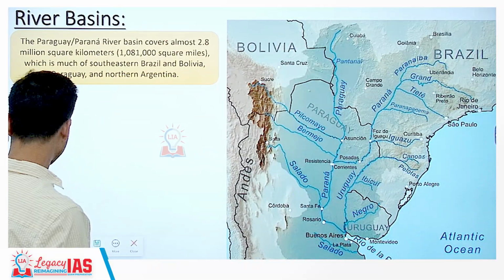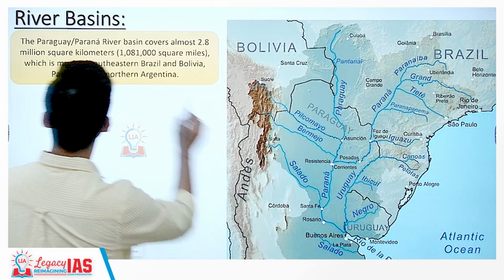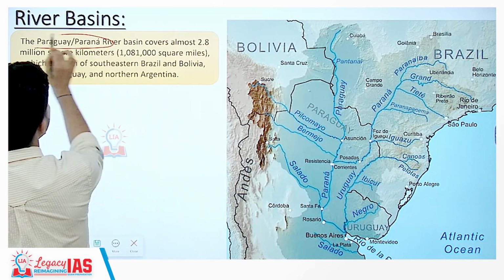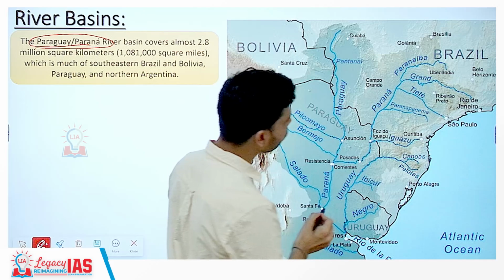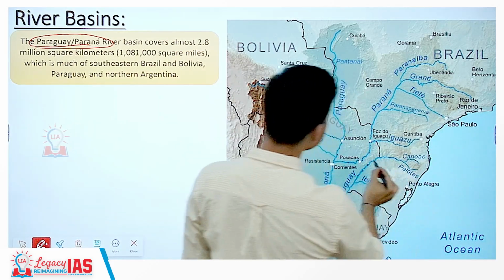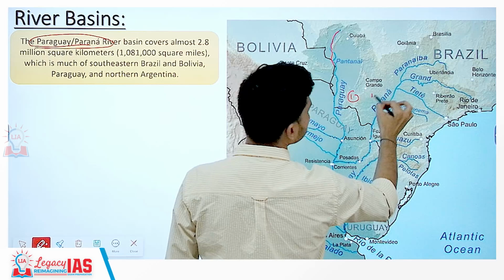Further, the third most important river of eastern South America is collectively referred to as the Paraguay or Parana river basin. If you look at the course of this river, this is the Parana river, and from the north this is the Paraguay river. This is the first river and this is the second, the Parana river.